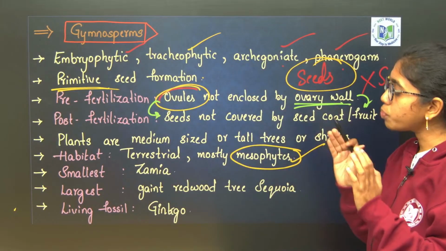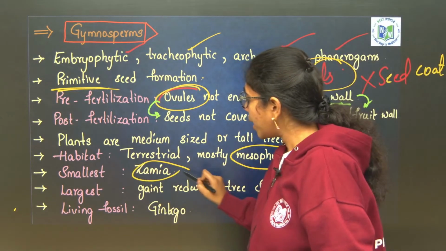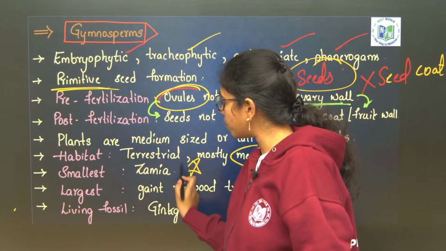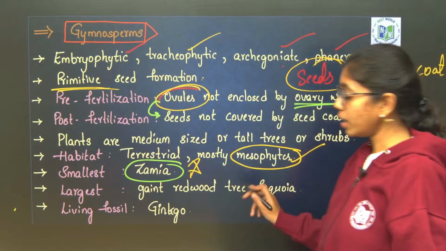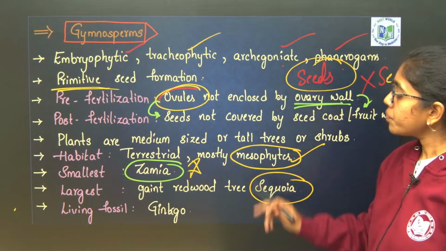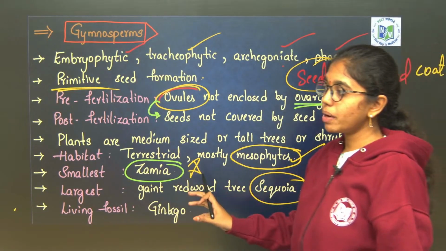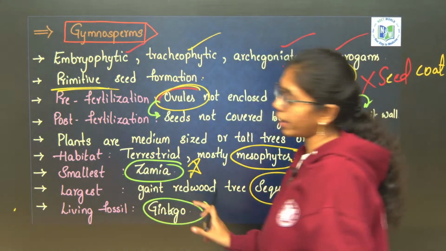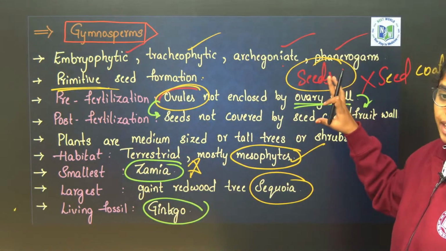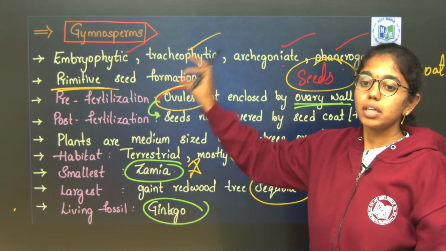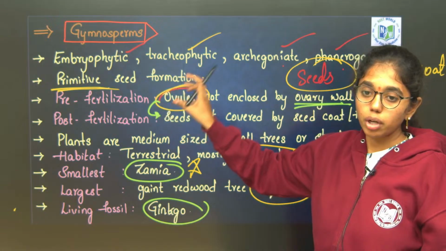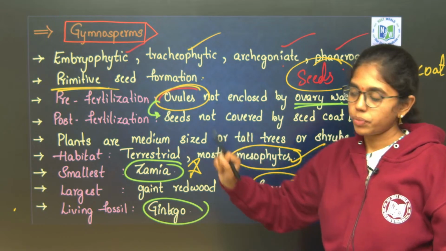The smallest Gymnosperm is Zamia. Important to remember, beta. Smallest Gymnosperm is what? Zamia. Largest Gymnosperm is what? Sequoia. Living fossil Gymnosperm is what? Ginkgo biloba. So these are a few general characteristics. Major characteristic feature is seeds without seed coat, which is primitive seed formation.